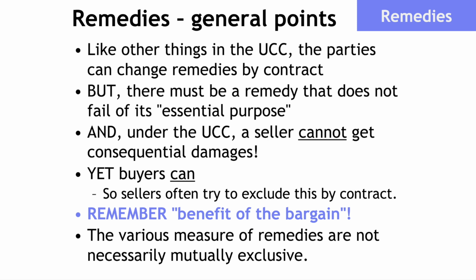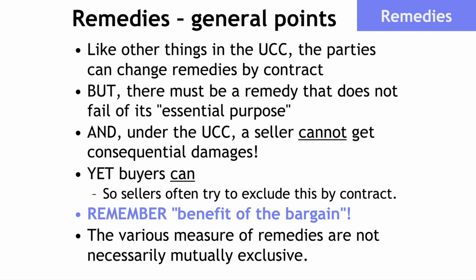Some general points about remedies. Like other things in the UCC, the parties can change remedies by contract, but only to a point. There must be a remedy that does not fail of its essential purpose. If you have a contract for a sale of goods, the other party has a lot of bargaining power, and it says, buyer's remedy is limited to an apology and a 50-cent coupon. That fails of its essential purpose. That's essentially no remedy at all. That makes the whole thing illusory, and the UCC will not tolerate that. So you've got to have some meaningful remedy.